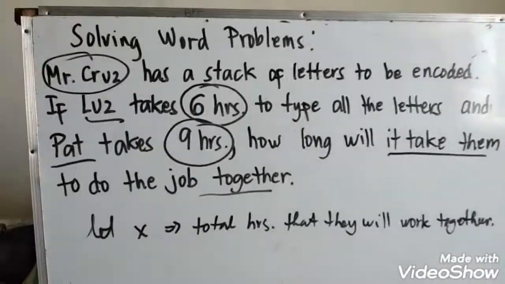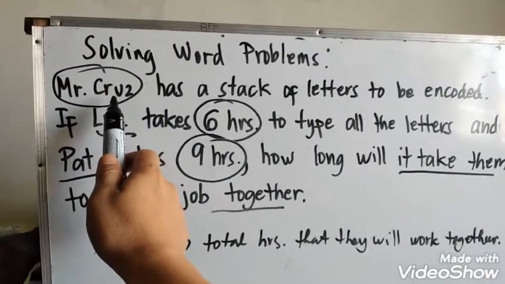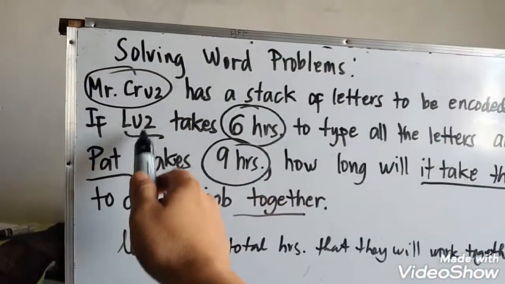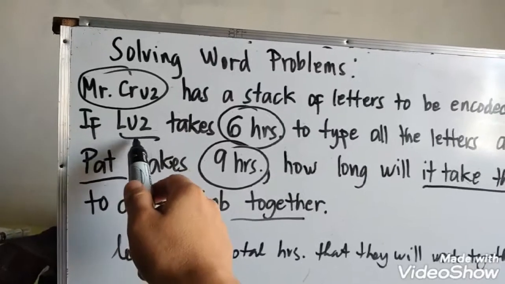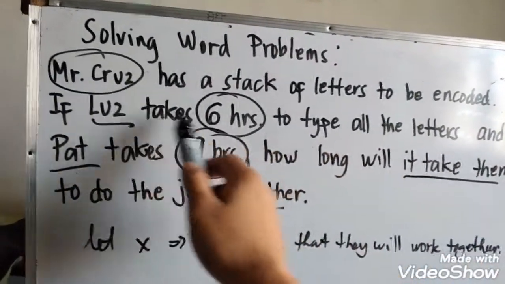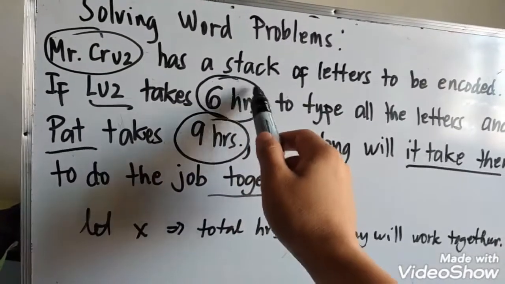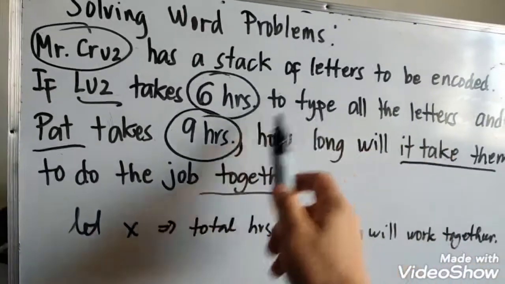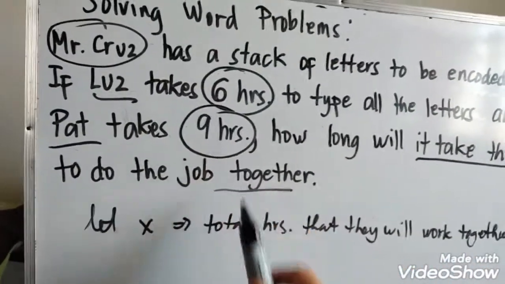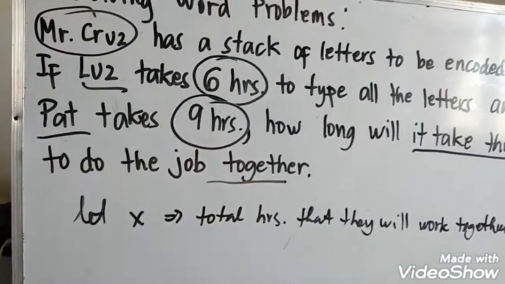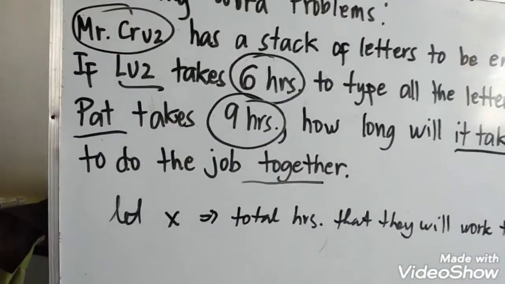Okay, so let us analyze the word problem. Mr. Cruz has a stack of letters to be encoded. May dalawa siyang worker, si Luz and si Pat. Si Luz, kaya niyang ma-encode yung stack of letters ni Mr. Cruz sa loob ng 6 na oras. Samantalang si Pat naman, kaya niyang i-type and code yung mga letters sa loob ng 9 na oras. Ang tanong, how long will it take them to do the job together? Kung sabay nilang gagawin, magtutulungan sila, ilang oras?